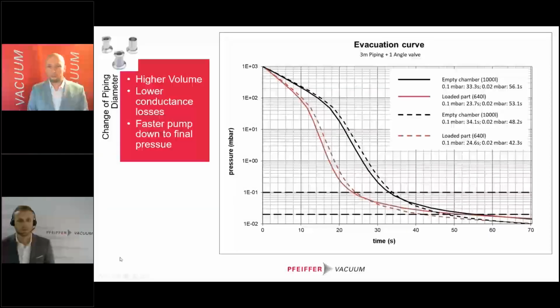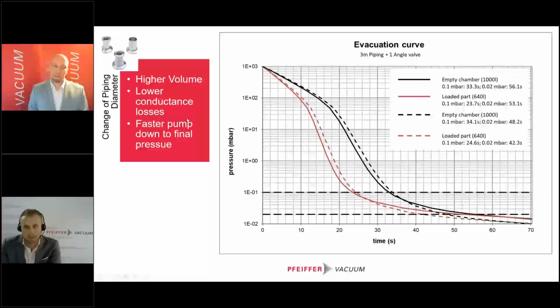What we see here, clearly, is that we now have a higher volume to be pumped down due to the piping, so the initial pump down curves are shifted to the right. The influence on the upper pressure limit level is not so big. You see here it's only 0.8 seconds, but for the lower pressure limit, it really displays a very good increase. 56 seconds versus 48, or 53 versus 42. So roughly a 20% increase in pump down time to reach the lower pressure level.